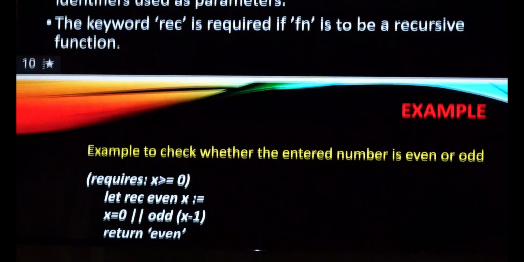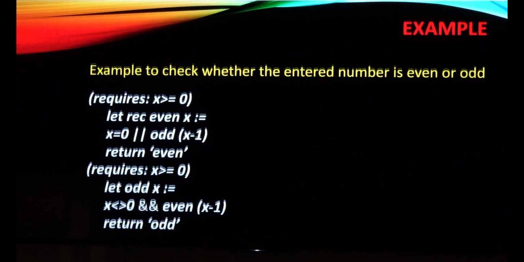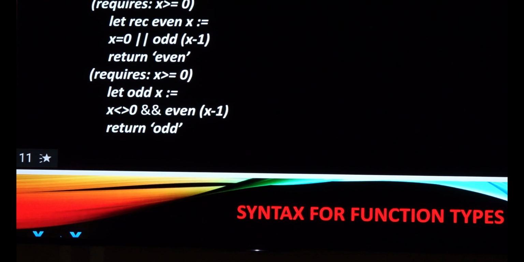Now, an example to check whether the entered number is even or odd. Here we will see the program. Requires x >= 0; let rec even x := x = 0 (here it's an OR) or odd of (x - 1), return even.